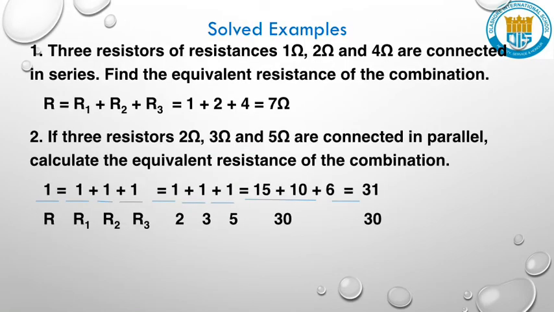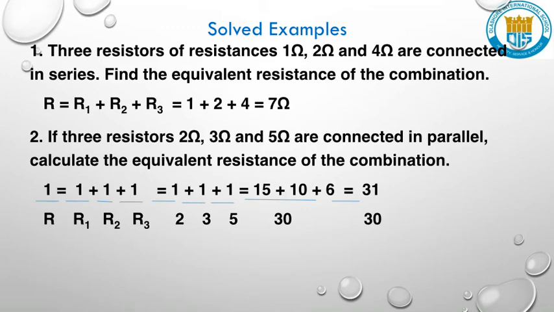Here we have examples to look at. The first one has to do with a series connection of resistors. We have 3 resistors of resistances 1 ohm, 2 ohm, and 4 ohm connected in series. The equivalent is just the addition, as I said earlier, 1 plus 2 plus 4. That will give us 7 ohms.